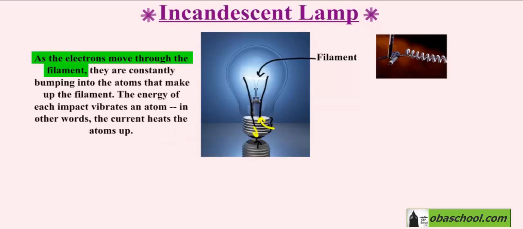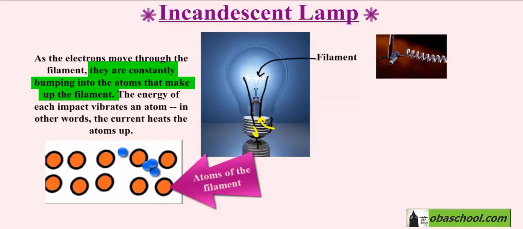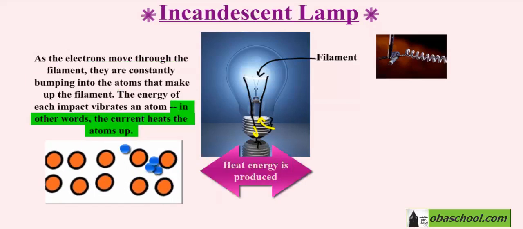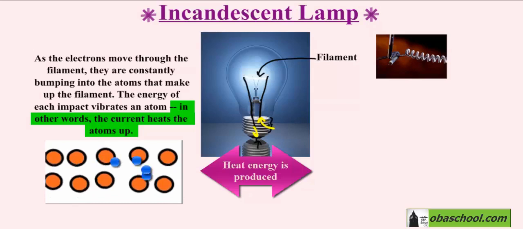As the electrons move through the filament, they are constantly bumping into the atoms that make up the filament. The energy of each impact vibrates an atom. In other words, the current heats the atoms up. These are the atoms of the filament. So we say that heat energy is produced.